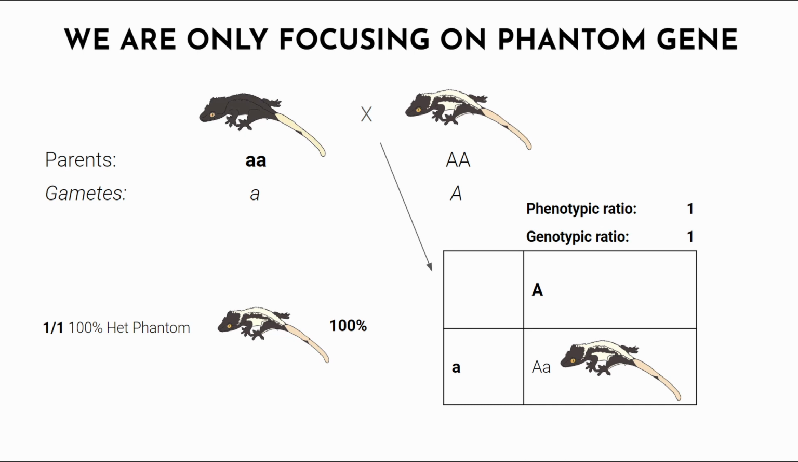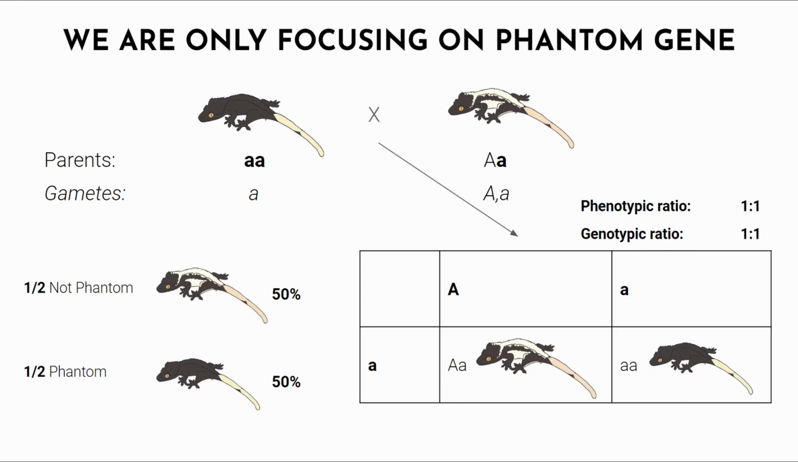If some of the kids produced from a non-phantom to a phantom were phantom, this would mean that the non-phantom parent does carry a copy of the phantom gene. However, if all of the kids turn out non-phantom, they will all carry a copy and the parents will be small a, and big A.